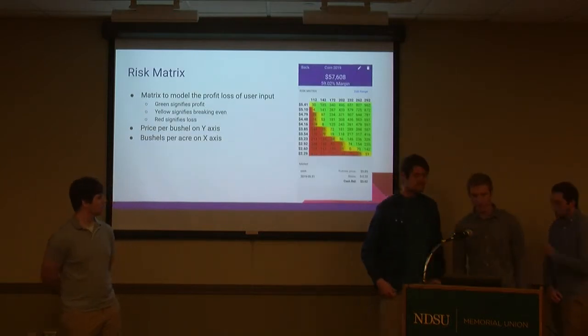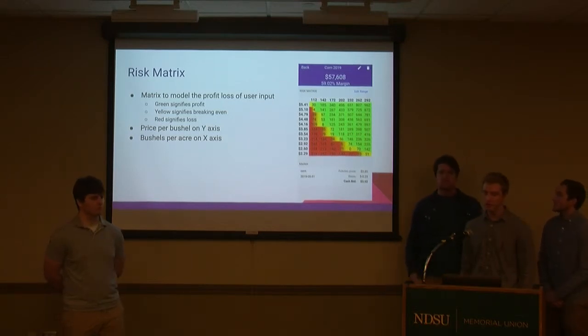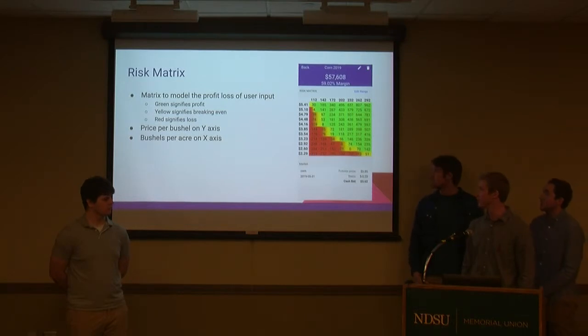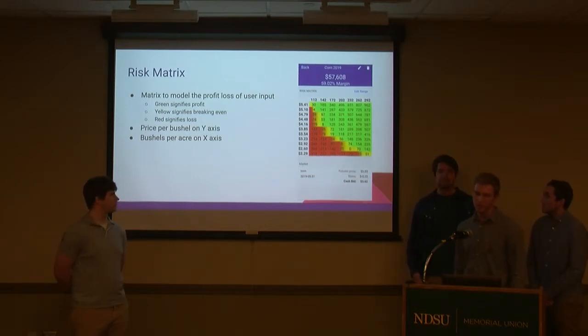A big chunk of what we started on with Sprint 3 was the risk matrix, and this is the view that you get to see, just to see all of the different price ranges that you can get based on what your price is going to be and what your yield is.